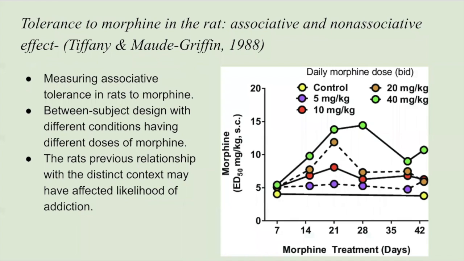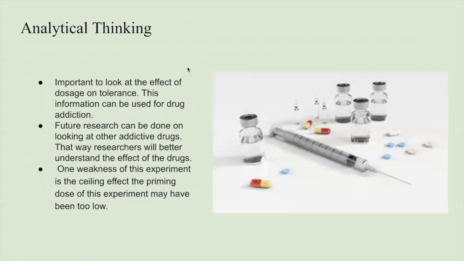This study found that the tolerance to morphine in rats had an associative, non-associative effect. Tiffany and Maud Griffin found that the only rats that received morphine paired with a distinctive context were tolerant to morphine. The magnitude of the associative tolerance was a positive function of the level of the conditioning dose, and this can be seen with the graph to the right. Additionally, a weakness of this experiment is that they only used male rats, which could have affected the data.